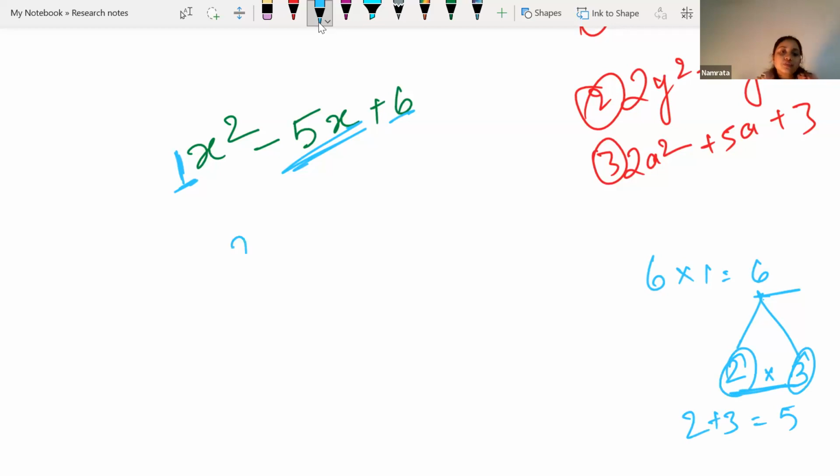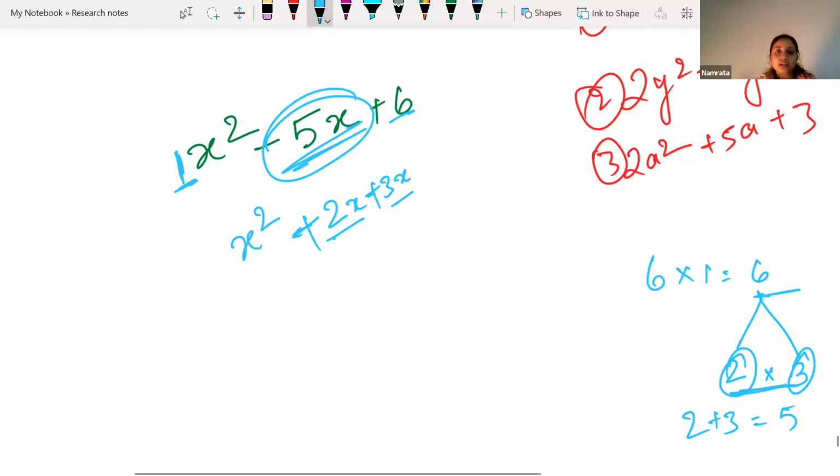कैसे? So we will be writing x square minus 2x minus 3x plus 6. ठीक है, minus 5 we need minus 5, we don't need plus 5. If there would be plus 5, then we will be writing plus 2 plus 3. Since there is minus 5, we are writing minus 2 minus 3.